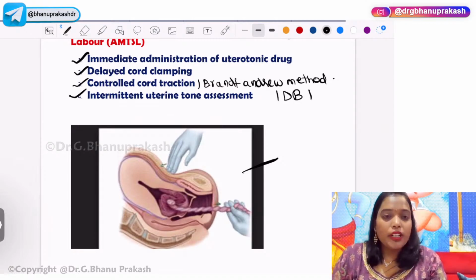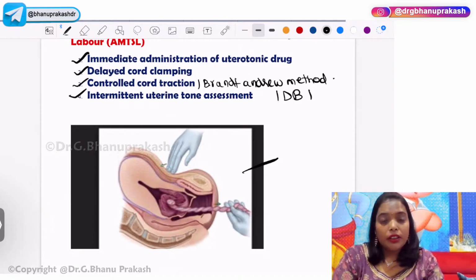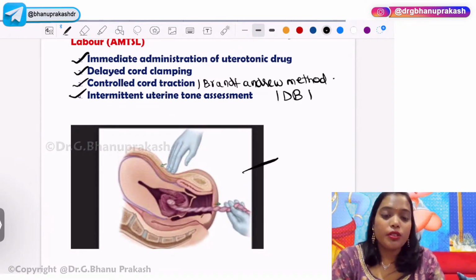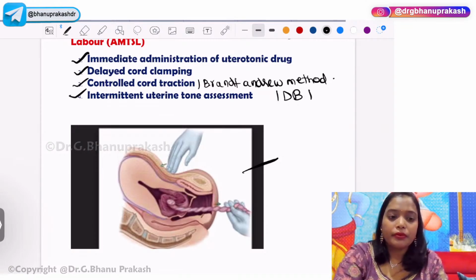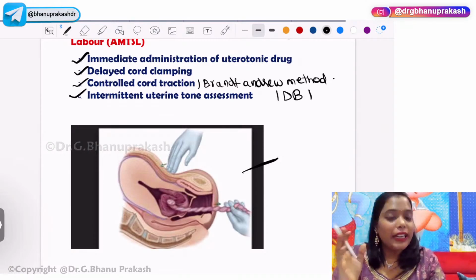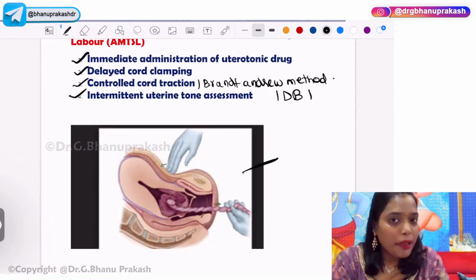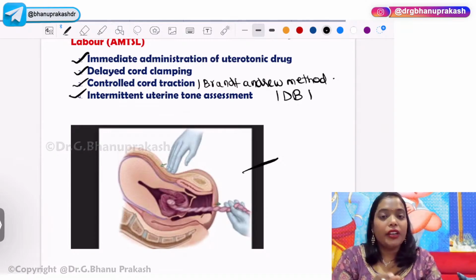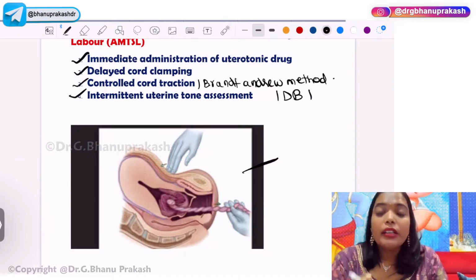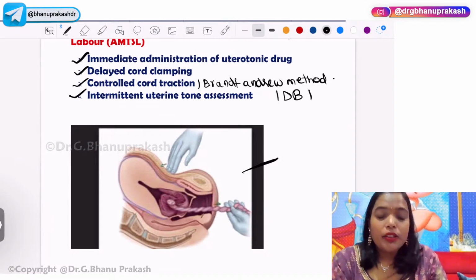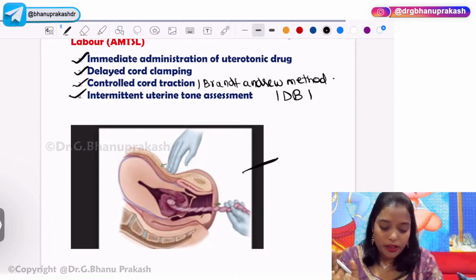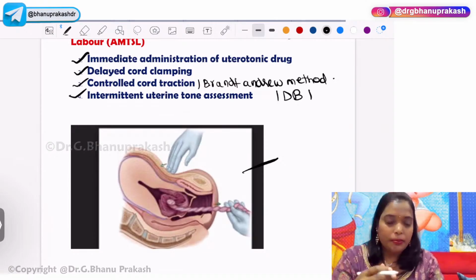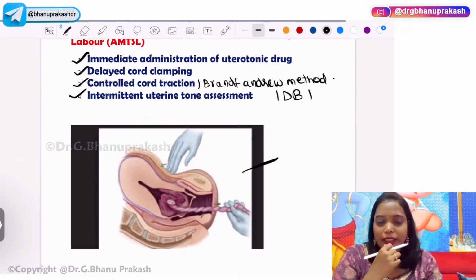So the different uterotonic drugs which you can give are, you can either give oxytocin. See, most students think it's only oxytocin. Oxytocin 10 international units IM, or you can give methergin 0.2 milligrams IM or IV, or you can give misoprostol 600 micrograms per rectal. So either oxytocin or methergin or misoprostol 600 micrograms per rectal. Okay, so any of these three can be given.